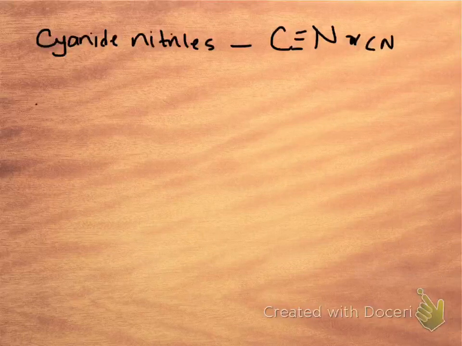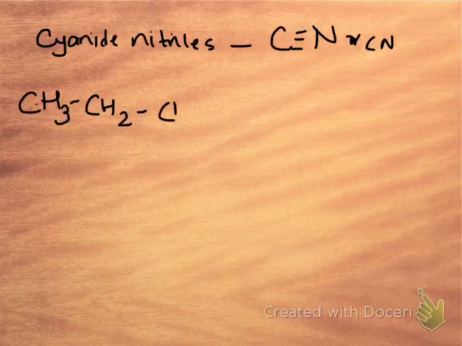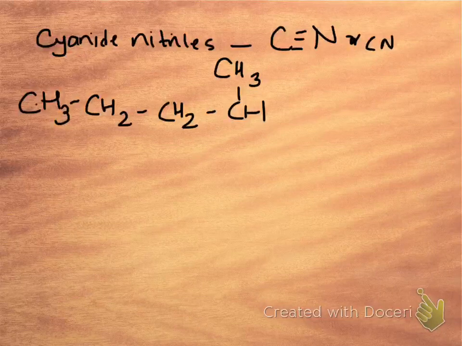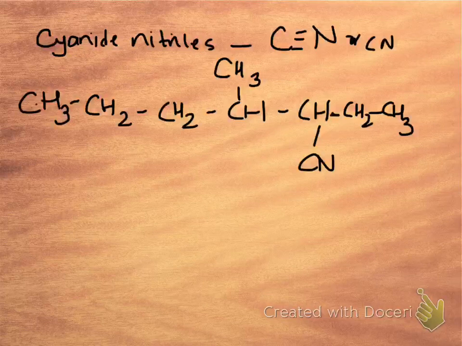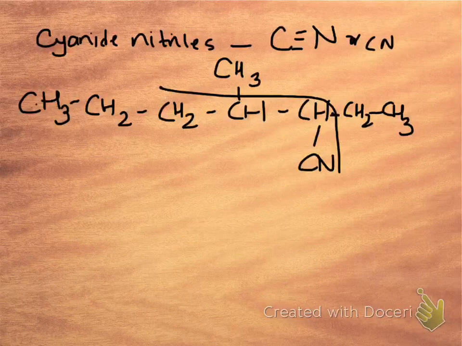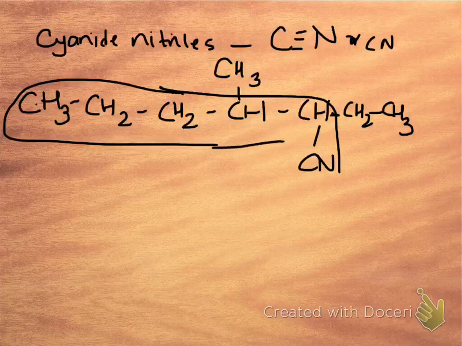Now this one compound: CH3, CH2, CH2, CH, CH3, CH, CH2, this is CH3, and this is bonded to CN. So this is our compound. Now take the chain with the functional group. CN is a functional group, so you should take this chain. So this is our longest chain here.